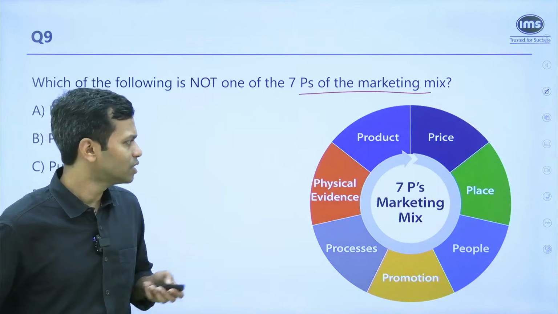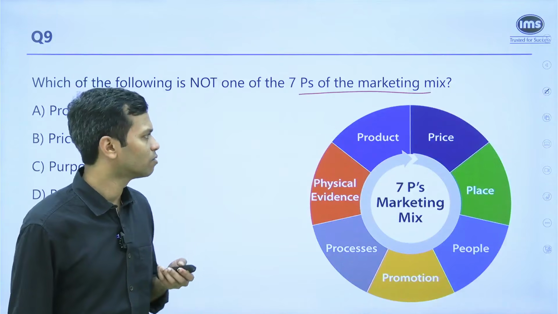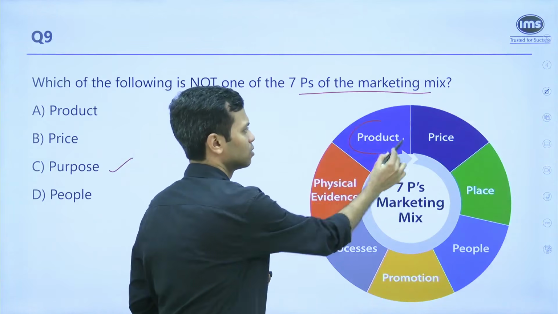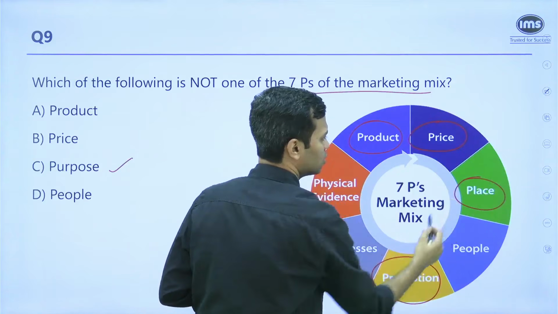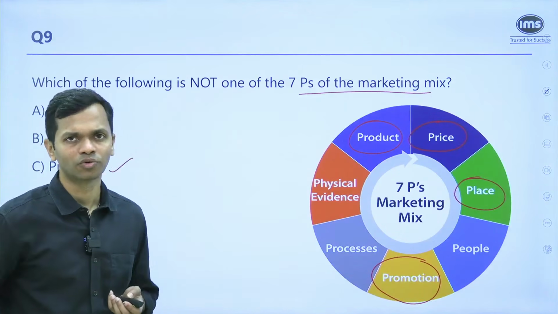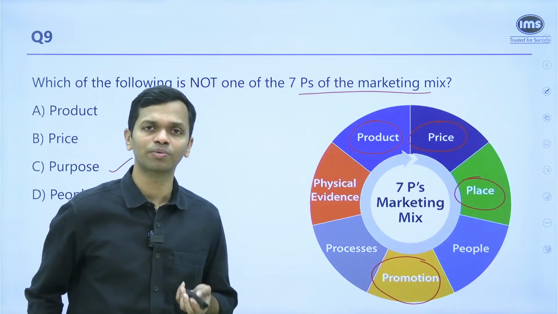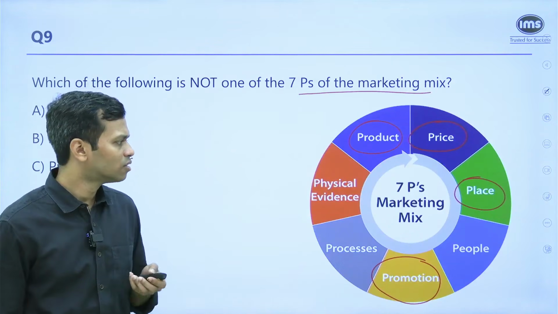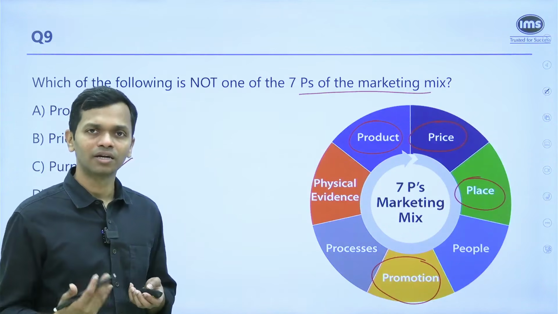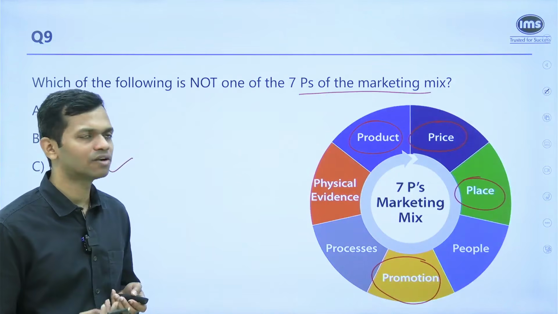So there are 7 P's. These are the 7 P's that you have. The product, price, promotion, and place. Right? These were the original 4 P's of marketing. So if somebody asks you what are the 4 P's of marketing, you will say product, price, promotion and place. The remaining ones got added later: people, processes and physical evidence.